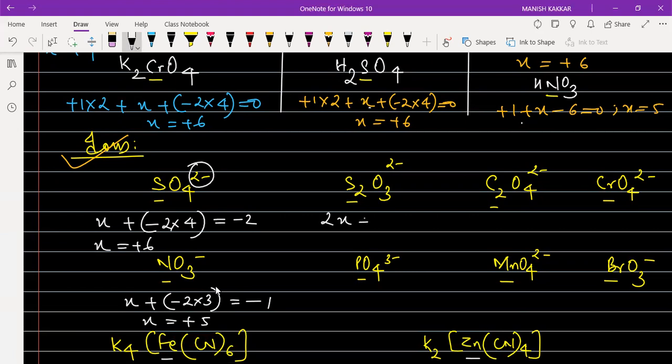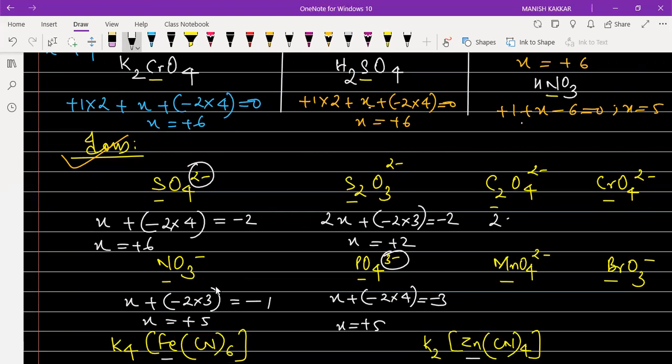सल्फर के 2 एटम हैं, ऑक्सीजन के 2 एटम हैं, तो टोटल चार्ज -2, x equal to +2। ठीक है, आप अपने आप भी सारे एग्जांपल्स को ट्राई कर सकते हो। फॉर फॉस्फेट आयन x plus -2 into 4 equal to -3, so it will come out to be equal to +5.